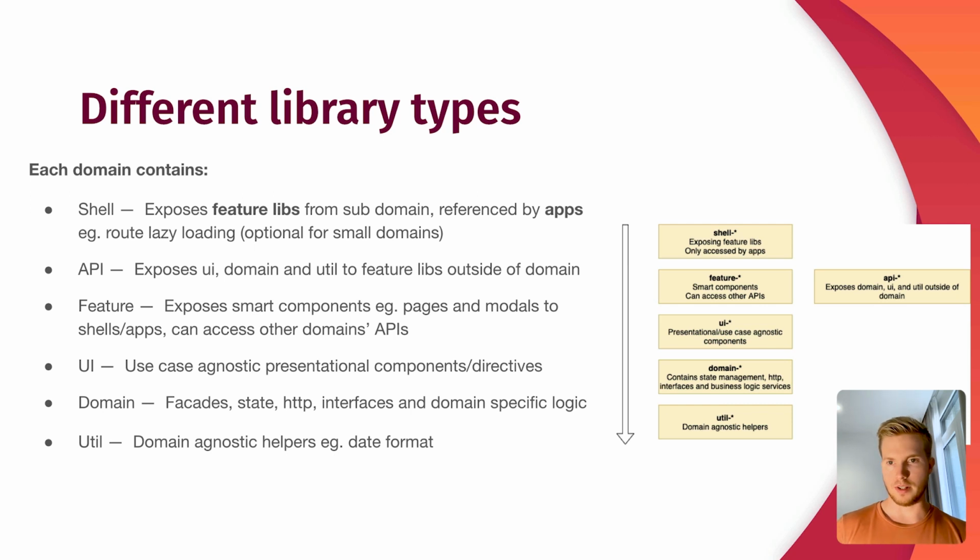We have the feature library type, which contains smart components that is able to access other domains' APIs. Then we have the UI libraries, which has the presentational and use case agnostic components. We have the domain libraries, which contains state management, HTTP interfaces, and such that is relevant to the domain. And we got util libraries, which doesn't depend on anybody and is domain agnostic. Helpers, for example, a date helper.